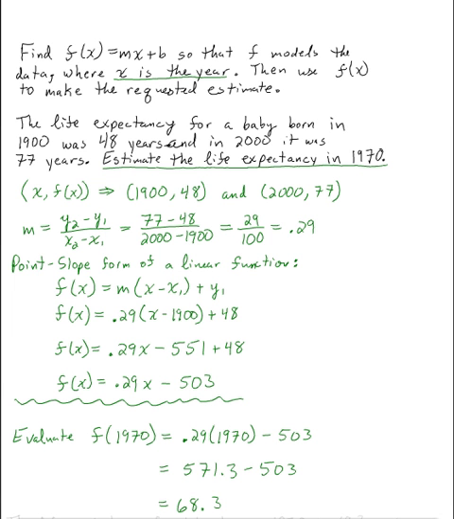So a conclusion might be that the life expectancy of a baby born in 1970 is 68.3 years.